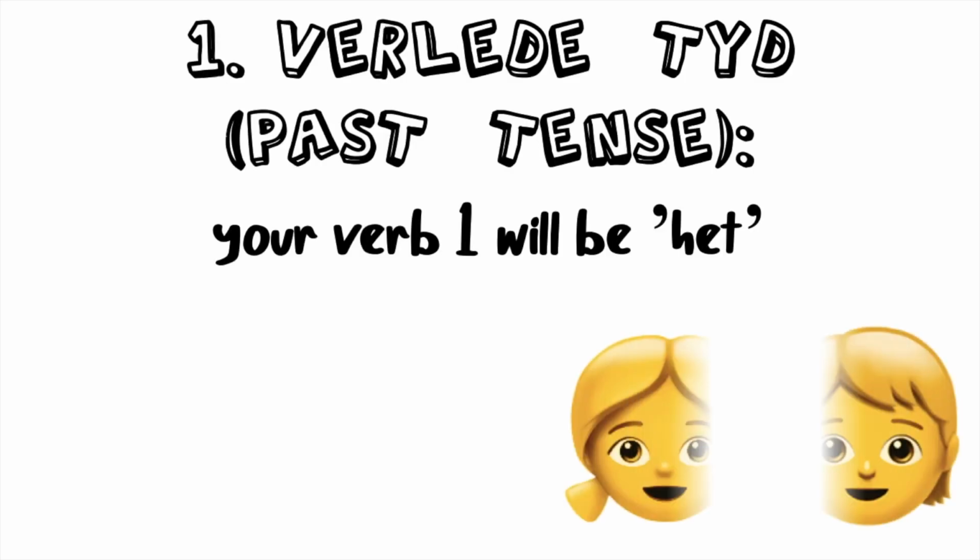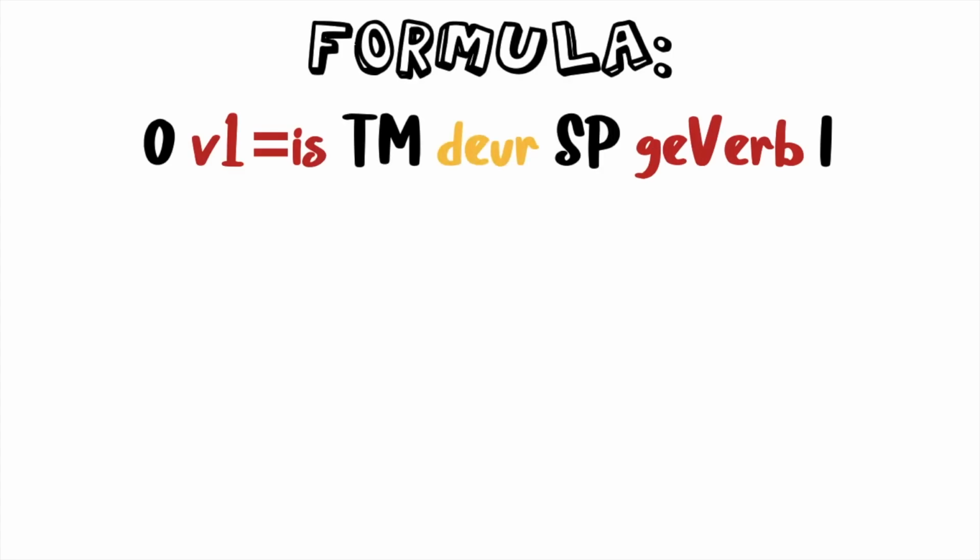Okay. Now we're going on to the next rule, and this is for verlede tyd, past tense. So this was back when you were little children. So your verb 1 will be het. So in the sentence that you get, your verb 1 will be het. I do realize that a lot of the time kids struggle with this one specifically, and actually the helping verb 1. But with this one, it is object. Your verb 1 is. Okay, so Lydende Vorm past tense verb 1 is is. Then time, manner, deur, subject place, geverb, infinitive. The nice thing about this is your second verb will already be in the right place and it will already have a ge in front of it if it has to have a ge in front of it.